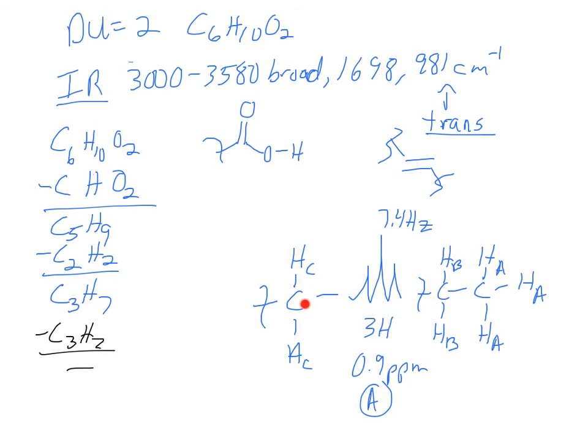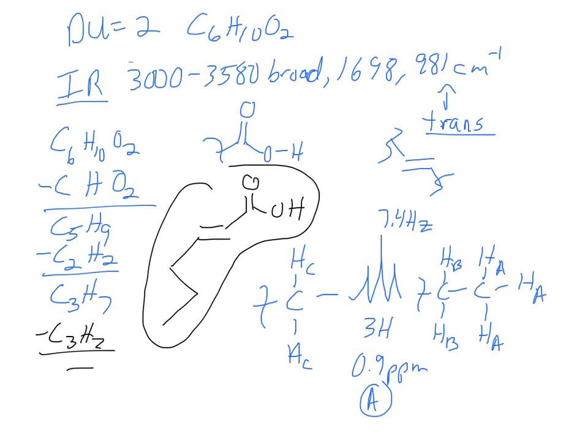So pretend HC is bonded to HB. So there's a 3 carbon chain here. There's this trans alkene and this carboxylic acid. So how can I put it all together? There's only one way. The carboxylic acid and this alkyl chain all come off the alkene. That's the only way it can work. So there's your final product.